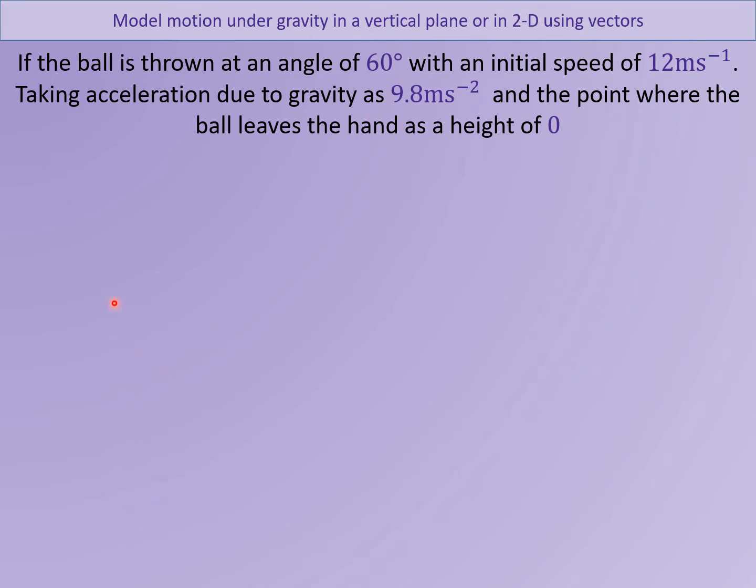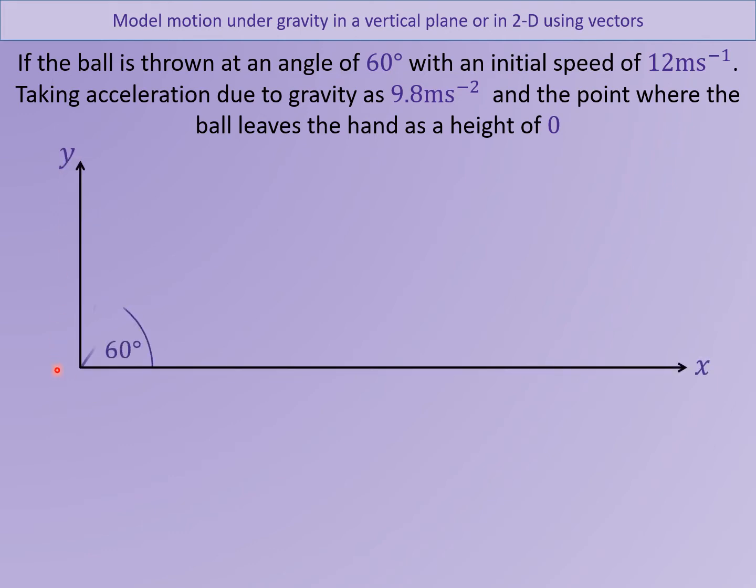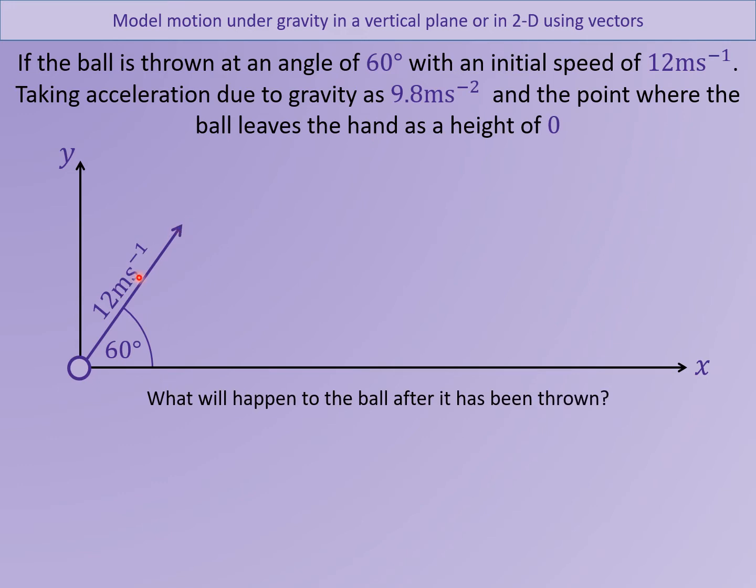What I want to do is look at modelling that situation. So I've got, here's the ball, it leaves the hand at 12 meters per second, at an angle of 60 degrees. So what I'd like you to do is just have a think, what would happen to the ball after it's thrown? Okay, so pause there, have a good think about it.